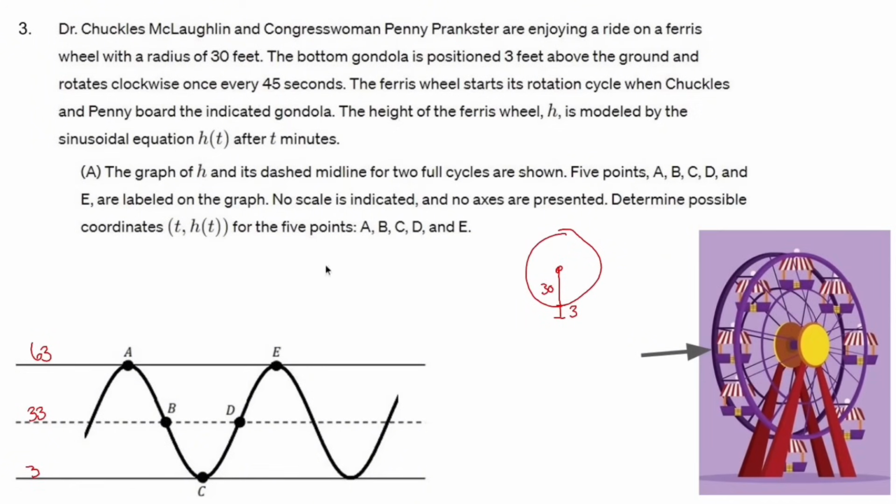Okay, what else do I know? Well, it rotates clockwise every 45 seconds. So these guys are going to be, perfect line, Mr. Parrish. These lines are going to be 45 seconds apart, or these dots, A and E, are going to be 45 seconds apart. So this is going to go around 45 seconds later. So that's our period right there. So let's erase that ugly looking picture, and let's erase that because I'm not happy with it, and we'll probably draw something similar again. The Ferris wheel starts its rotation cycle when Chuckles and Penny board the indicated gondola.